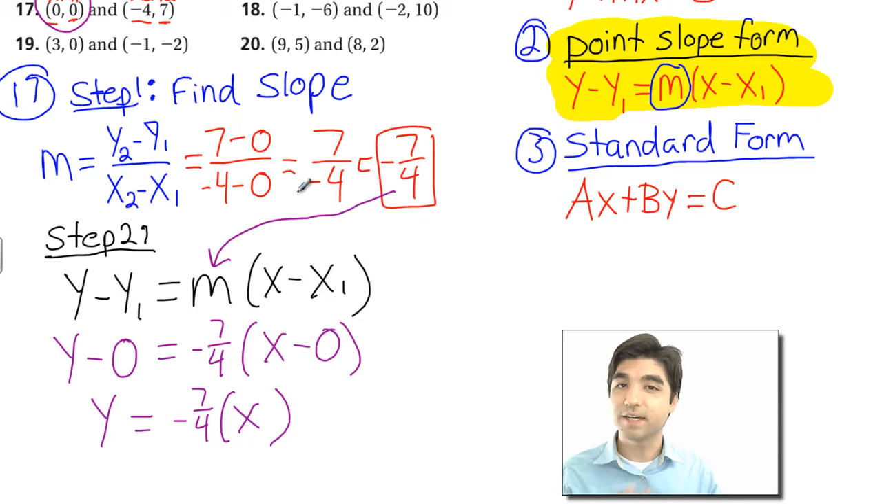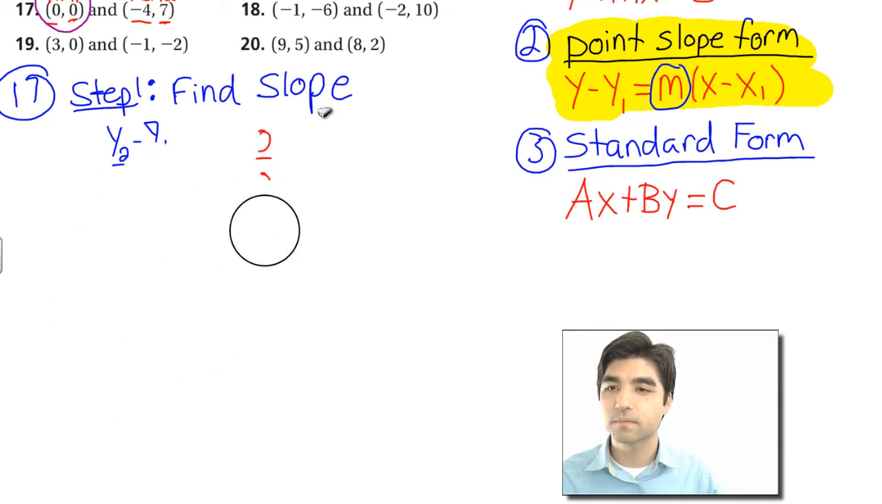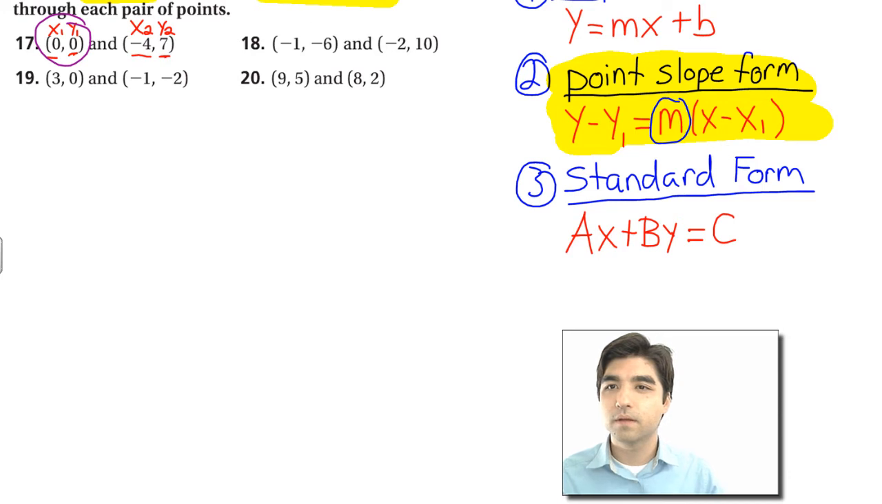And if you do it with the other set of points, that's okay too. The answer will look different, but it's still the right answer as long as you did the correct process. So let's try that with number 18. Number 18.